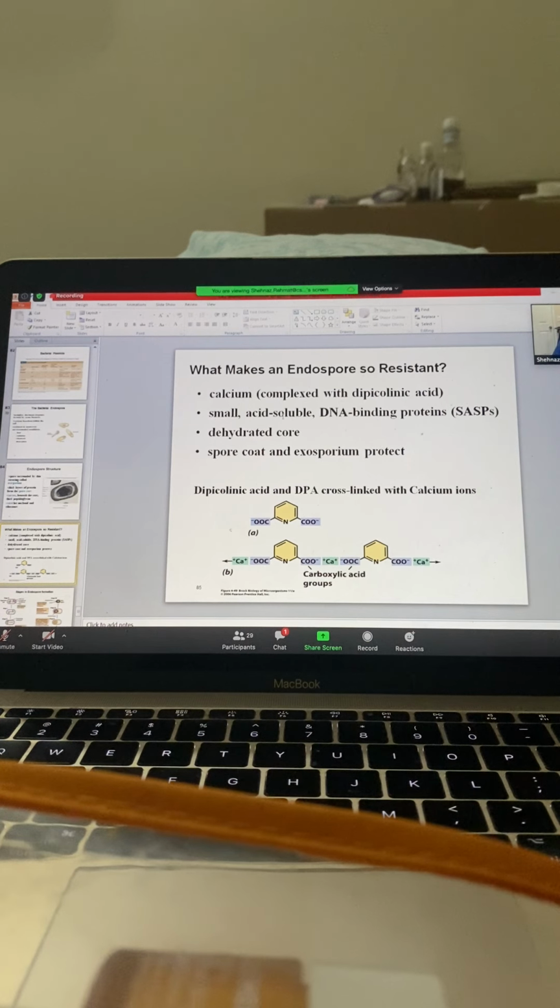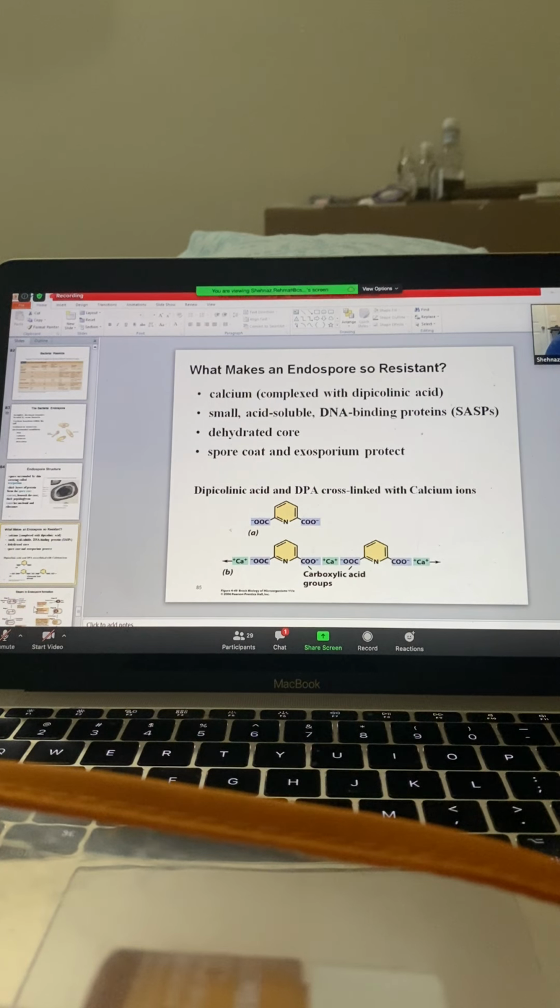Also, small acid-soluble DNA binding proteins are found in the core of your spores, which will protect the DNA from being destroyed also. The core is very much dehydrated also. That means metabolic activity is stopped because of the dehydration there. The spore coat and exosporium also give it special protection. The spore coat is quite thick, so nothing penetrates through it. Transport is stopped. So these are some of the ideas that we would think makes a spore more resistant to environmental conditions.